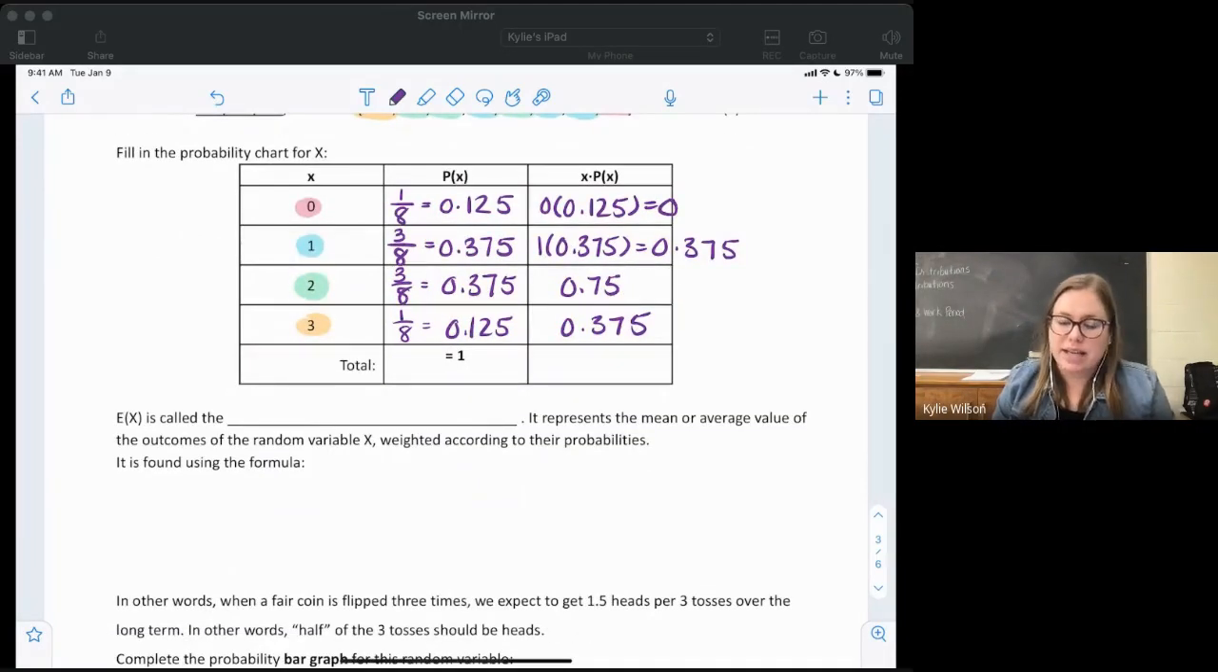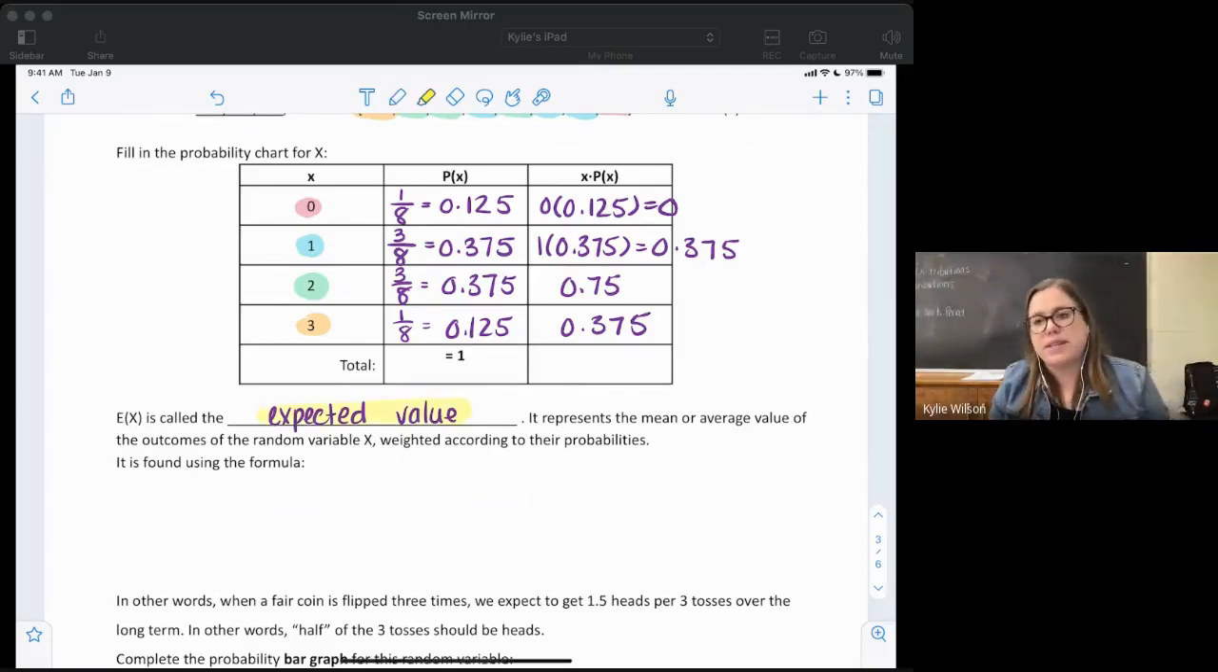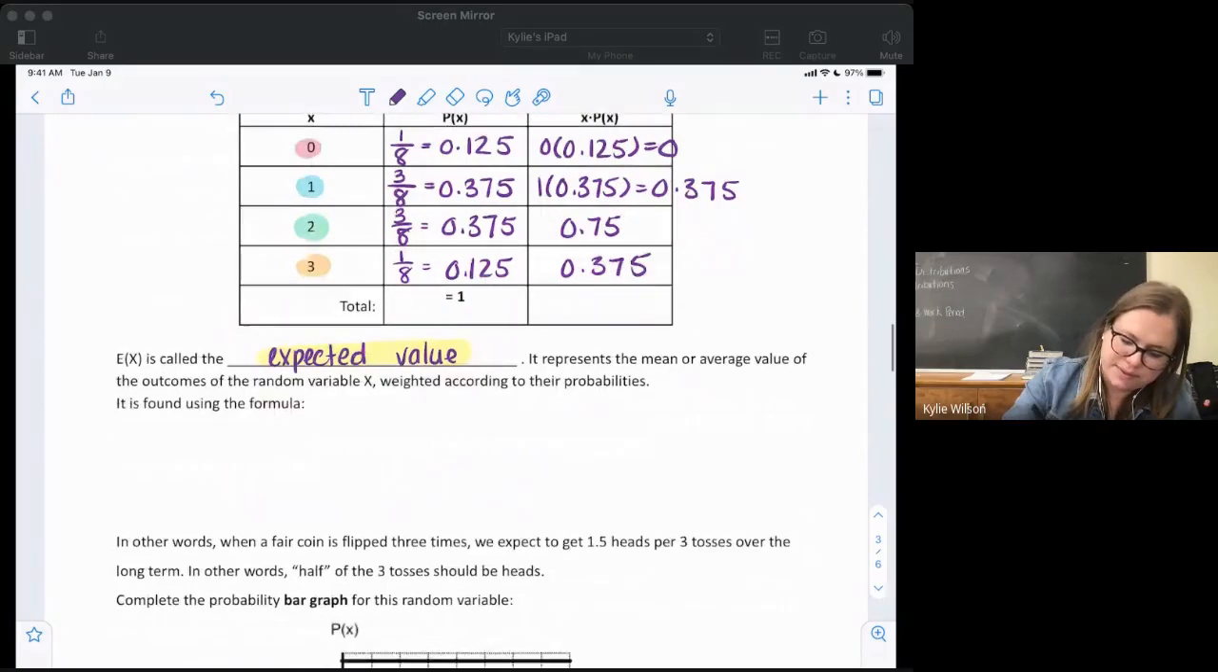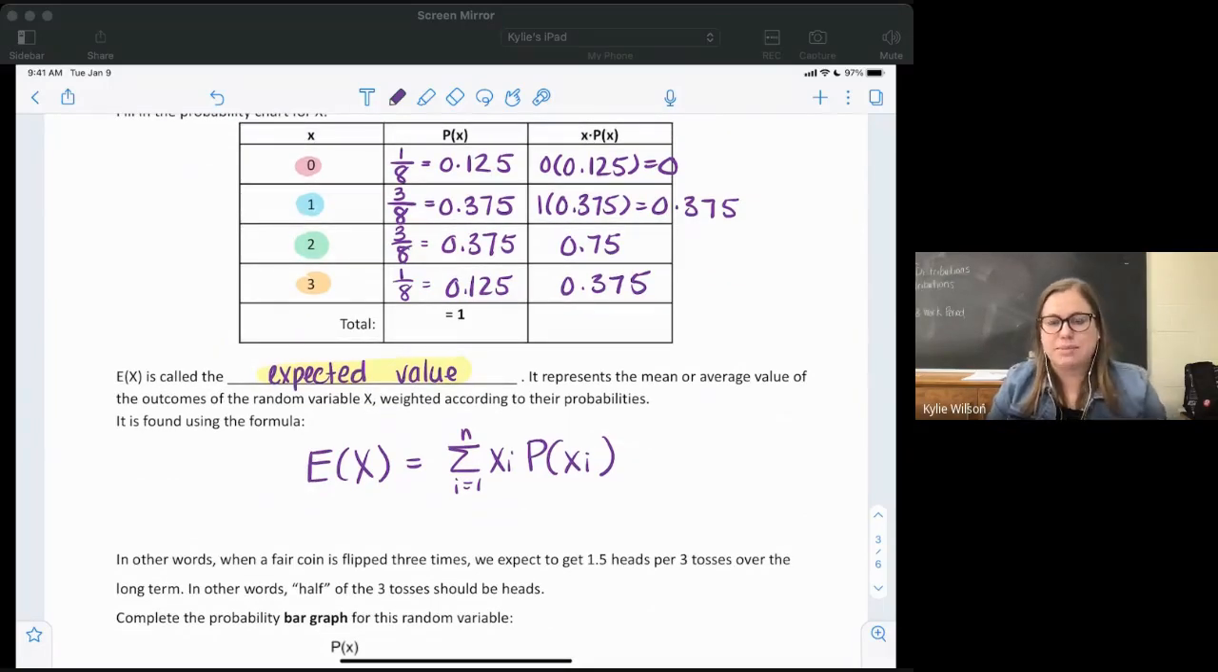So E(X), again, is called our expected value. And what it represents is the mean or average value of the outcomes of our random variable X. And we're going to weight them according to their probabilities. So again, our formula looks like this. And we'll get the hang of using it pretty quick. You'll all of a sudden pick it up and have no problems.